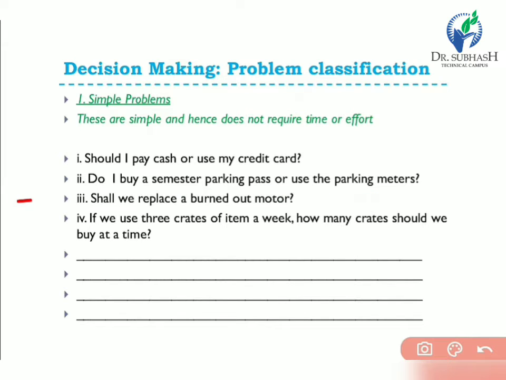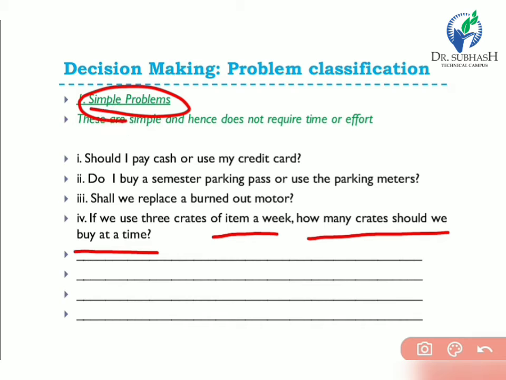Third one is, shall we replace a burned out motor? There is a motor which is burned out, then we can replace it with a new one or repair it. Fourth one is, if we use 3 carts of an item a week, how many carts should we buy at a time? Same as if we want to buy any food items, then we have a choice that we can buy it monthly, weekly or daily. It's a simple type of problem. So it is known as the first one.